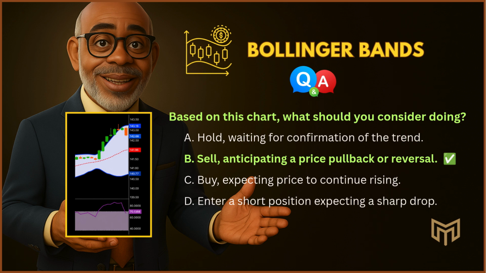And D, enter a short position expecting a sharp drop. While the signal suggests caution, jumping straight into a short without further confirmation is still an impulsive move. There's a difference between not buying and aggressively shorting. When two indicators align at an extreme level, respect the warning. Now you know.